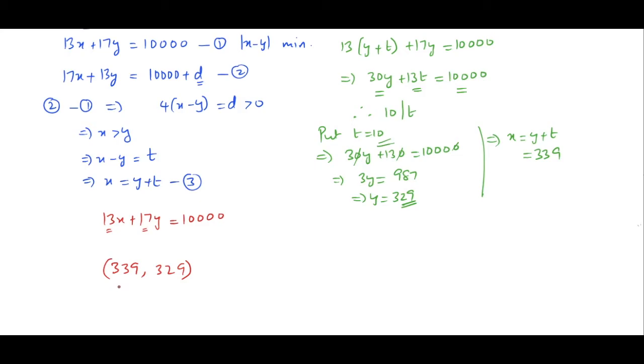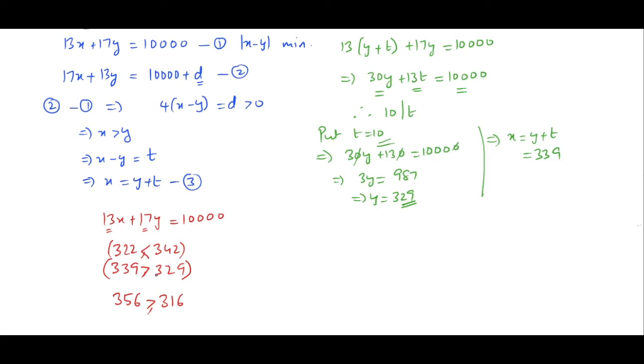So the next value of x will be 339 plus 17, that would be 356. The next value of y would be 329 minus 13, we get 316. Because the sum is constant, if one increases, the other has to decrease. And you can see that in this particular case, x is greater than y. The previous solution will be 339 minus 17, that would be 322, and 329 plus 13, that would be 342. And in this case, x is less than y.